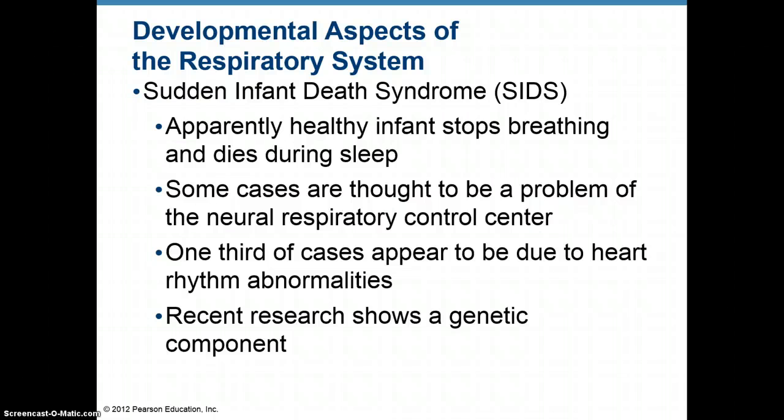In some cases, they think the problem is that the neural respiratory control center is messed up. Some of them don't have the correct rhythm; they have rhythm abnormalities in their heartbeats. And some research has shown that a genetic component can affect SIDS. So when you have babies, make sure you watch them, and the doctors will tell you how to avoid SIDS.